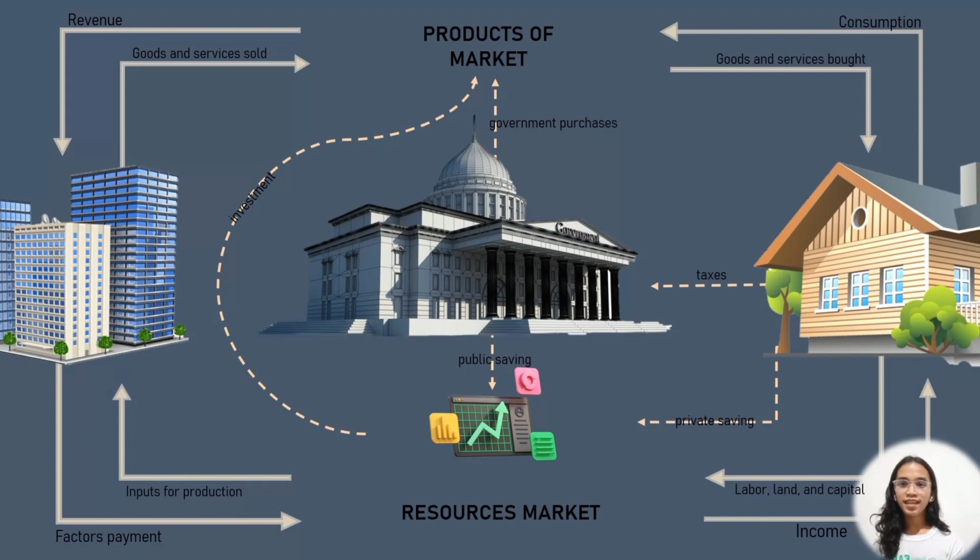And lastly, the government receives revenue from taxes and uses it to pay for government purchases. Any excess of tax revenue over government spending is called public saving, which can be either positive, a budget surplus, or negative, a budget deficit.